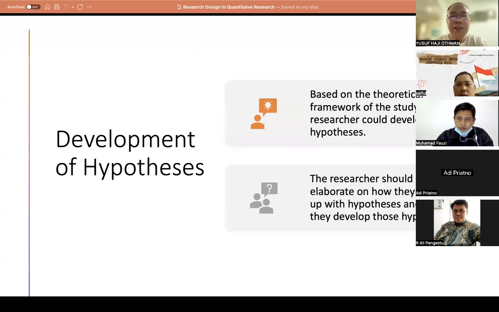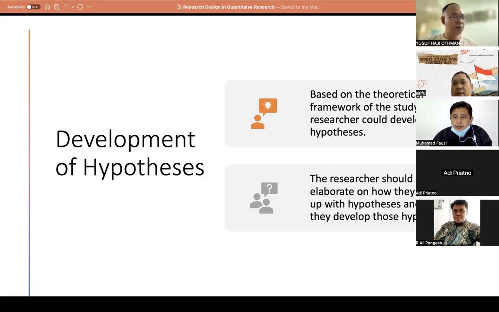Any question? Professor, yes, a question for quantitative method. Usually we try to confirm what theory said about something. So is it possible to elaborate new things using a quantitative method?